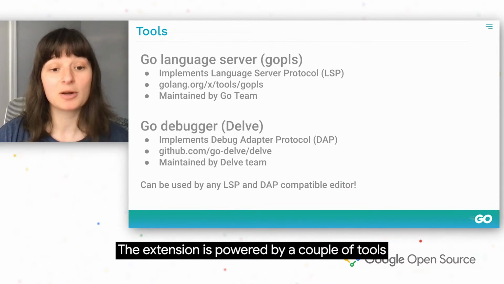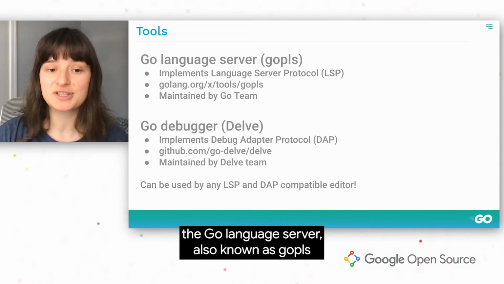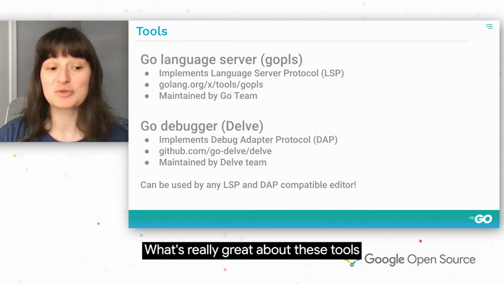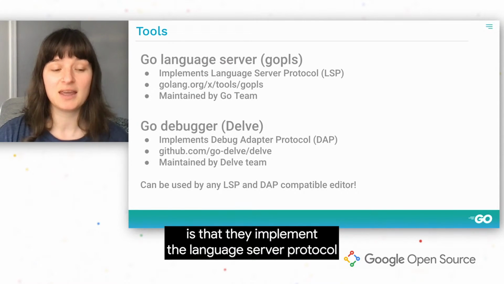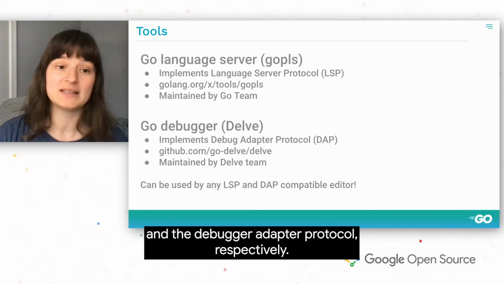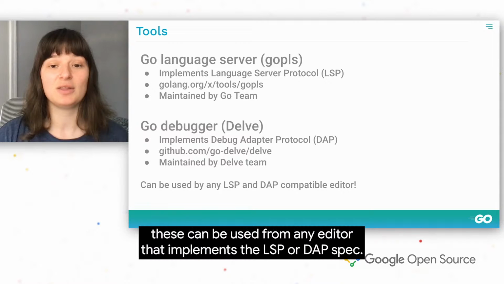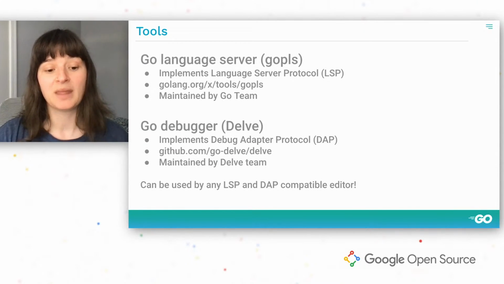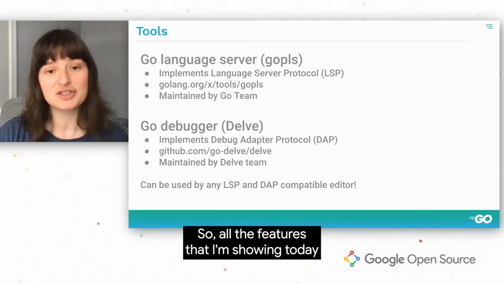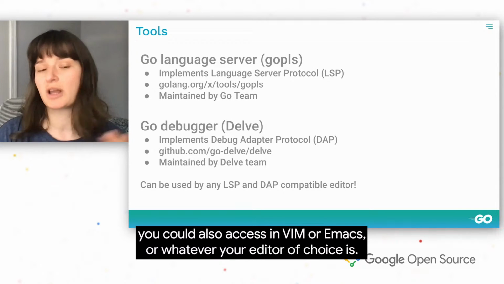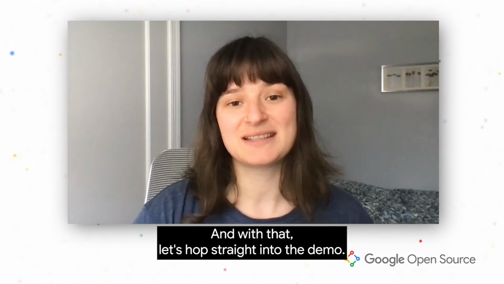The extension is powered by a couple of tools, the Go language server, also known as gopls, and the Go debugger, which is Delve. What's really great about these tools is that they implement the language server protocol and the debug adapter protocol respectively. And this means that these can be used from any editor that implements the LSP or DAP spec. And so all the features that I'm showing today, you could also access in Vim or Emacs or whatever your editor of choice is. And with that, let's hop straight into the demo.